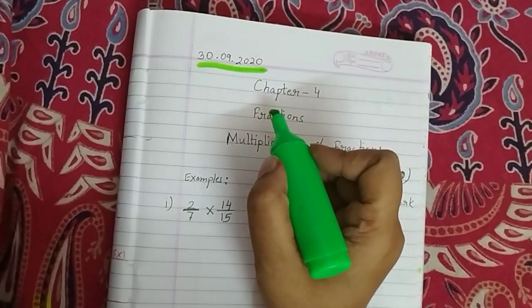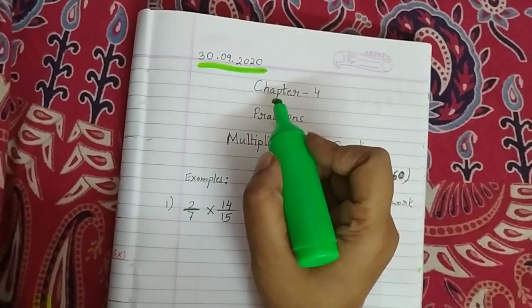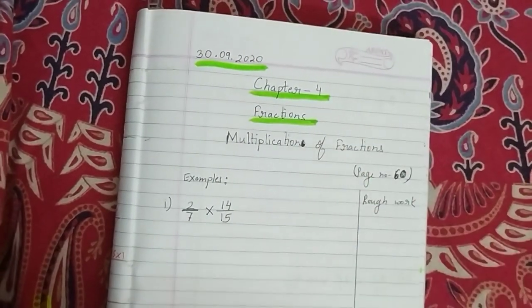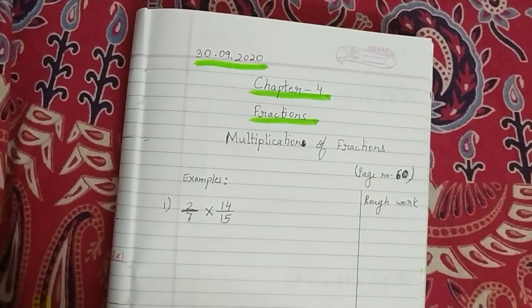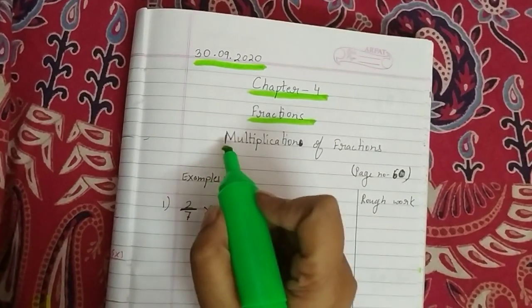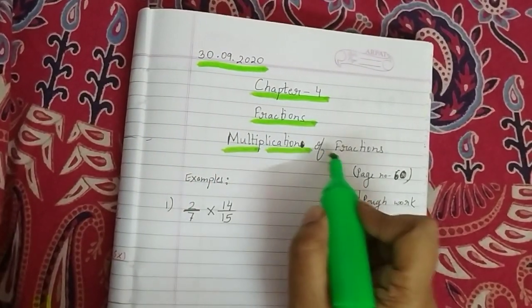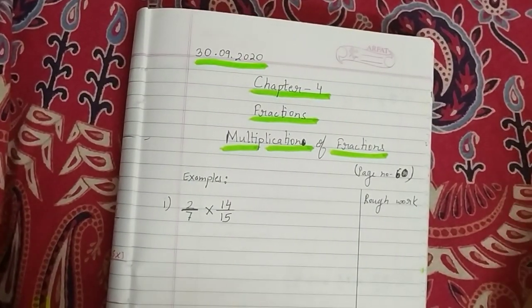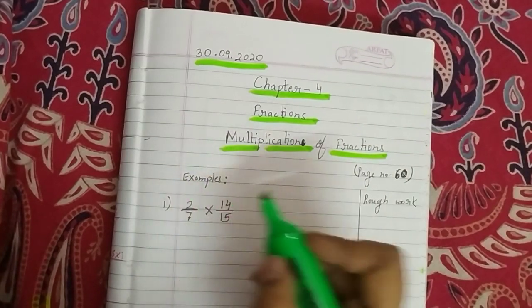Yes, and that is Wednesday, and we are on chapter 4, fractions. Till now we have done addition and subtraction. Today we are going to learn multiplication. How to multiply fractions. Okay, now let's take an example.